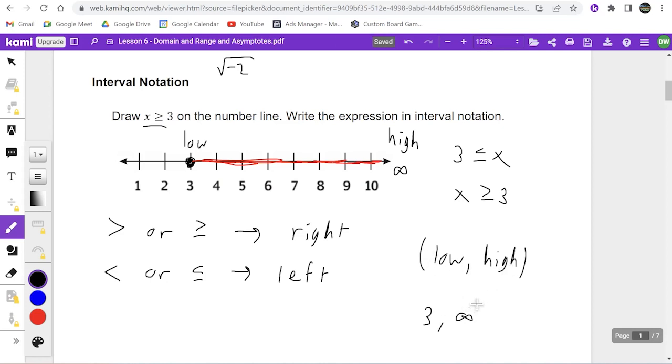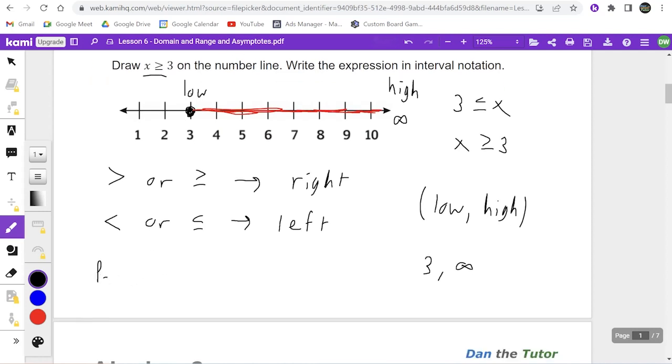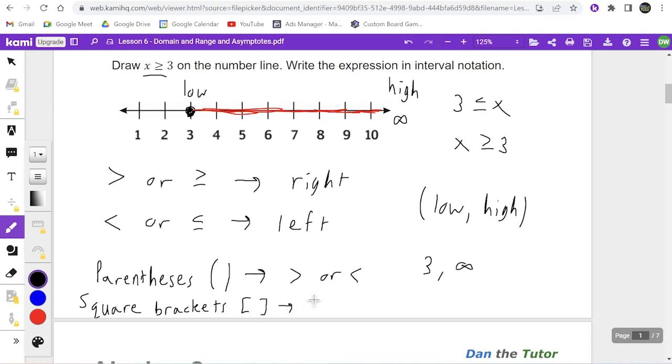And then I put parentheses here just as an example, but it's not always parentheses. Parentheses, which look like this, are for less than or greater than, in other words, not the equal to case. You then use a square bracket. You want to use square brackets, which look like this, for greater than or equal to or less than or equal to. The key difference here is the equal to sign.